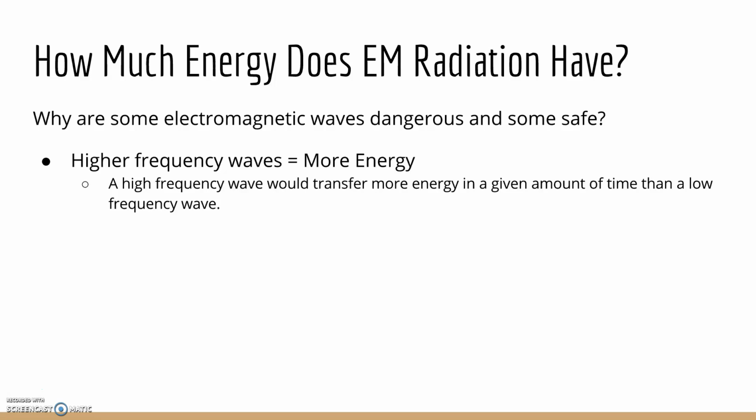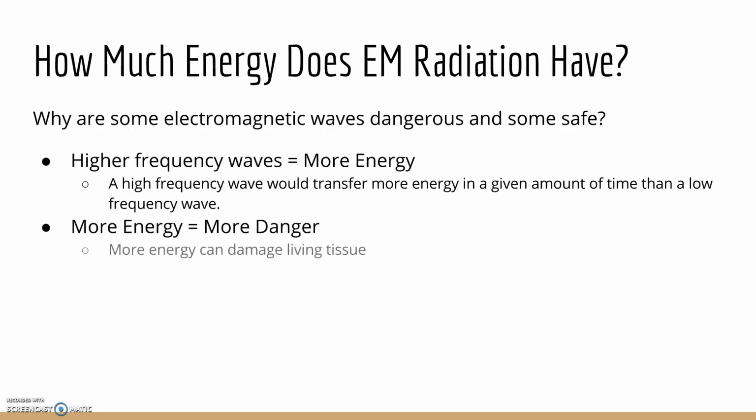So think about it this way. A high frequency wave may transfer 12 waves in a second to a medium, but a low frequency wave may only transfer 3 waves in a second. So the higher frequency wave is transferring more energy in that second than the low frequency wave. So a higher frequency means you're getting more energy to you in a given amount of time. And more energy then equals more danger for us, because more energy can actually damage living tissue.